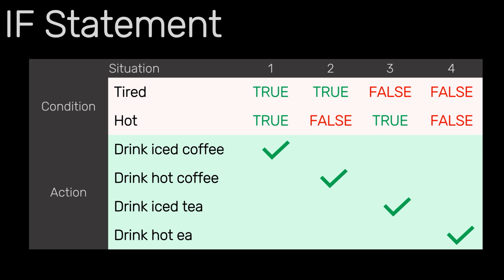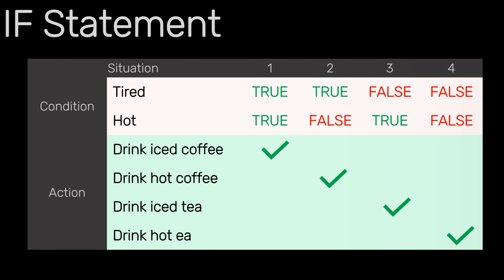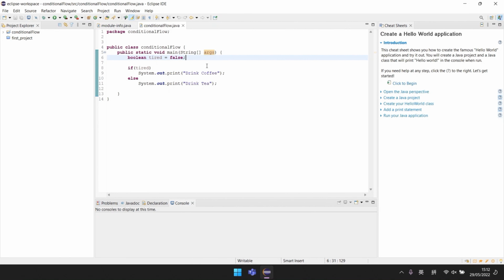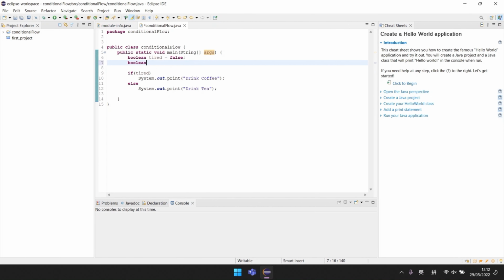Now, we add one more condition and two actions into our decision table. Then we will have four possible situations now. To implement new condition and actions, we need to do some changes on previous code. We add a new boolean variable called hot. And we change the if statement to tired and hot, and change the output to drink iced coffee.